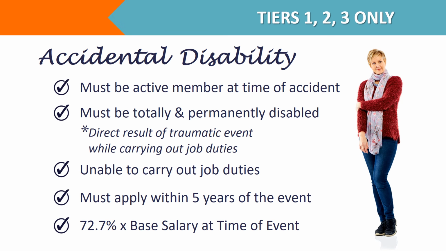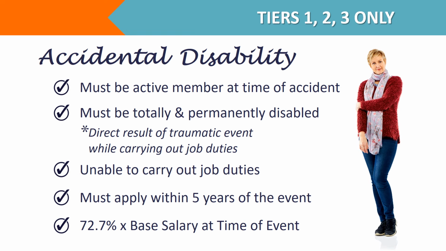To qualify for an accidental disability retirement, there is no minimum required years of service, but you must be an active member at the time of the accident. You must be totally and permanently disabled and unable to perform your regular job duties. Your disability must be a direct result of a traumatic event that occurred while carrying out your job duties. You must file your retirement application within 5 years of the date of the accident. The processing of this type of retirement also takes approximately 6 to 8 months and is subject to approval.